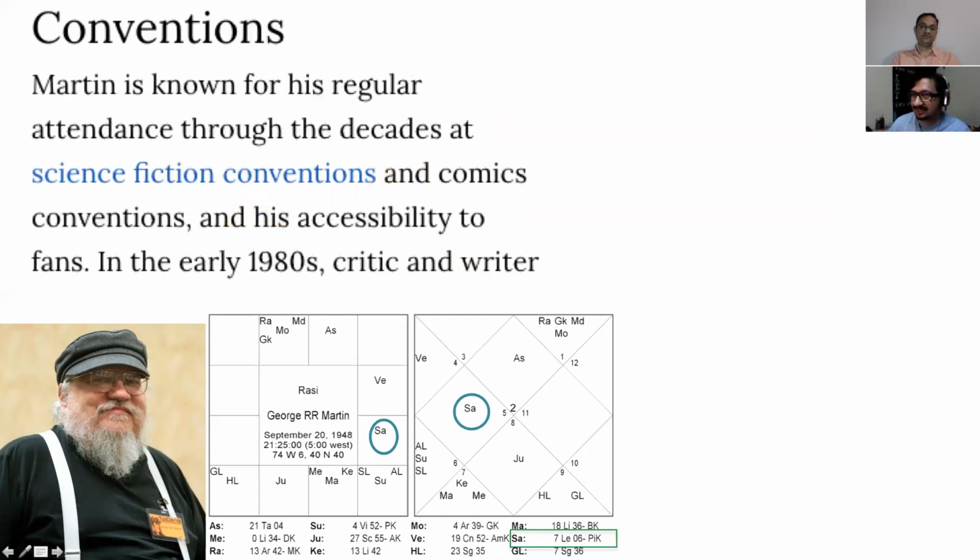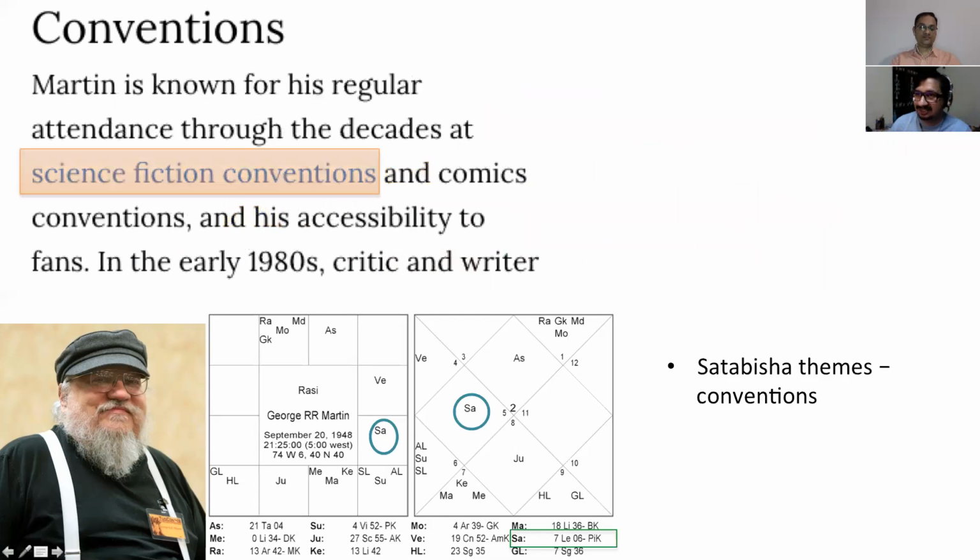Another thing is that he attends science fiction conventions, and it's clearly showing the Shatabhisha theme. Saturn's Mulatrikona is in Shatabhisha, and Shatabhisha is opposite to Magha. Shatabhisha is conventions, large groups of people coming together. So you can see one kind of connection there.